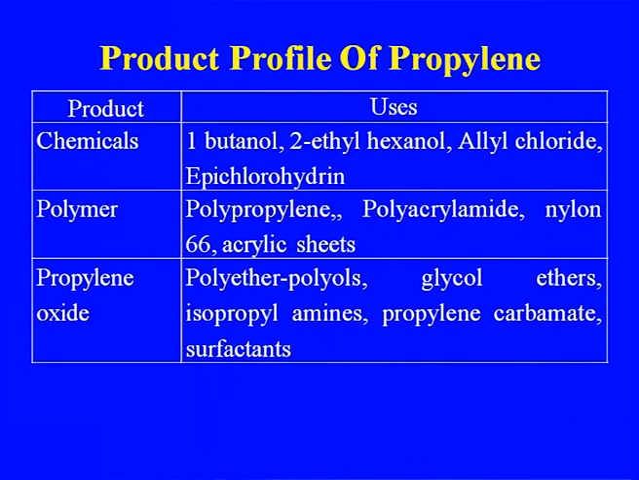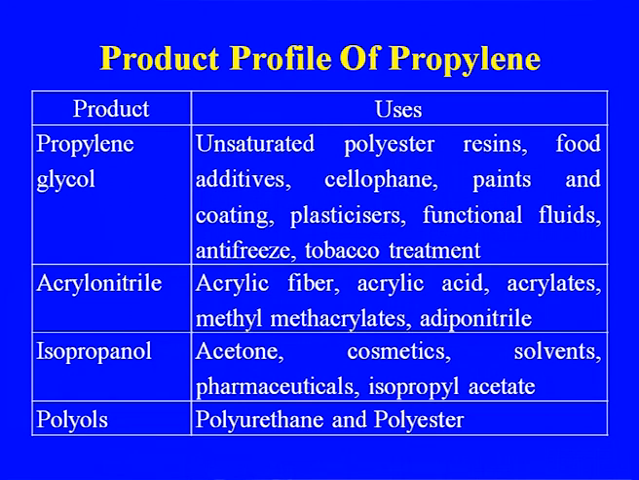Let us discuss slightly more about the chemicals. These are some of the chemicals: 1-butanol, 2-ethyl hexanol, allyl chloride, epichlorohydrin, polymer, polypropylene, polyacrylamide, nylon 66, acrylic acid that we are making, propylene oxide, polyether polyols, glycol ethers, polyols that we are using in case of the polyurethane, isopropyl amines, propylene carbamide and surfactant industry, that is the propylene glycol, all the 3 glycols, unsaturated polyester resins, food additives, cellophane, paints and coating, plasticizer, functional fluid, antifreeze and tobacco treatment that we are using.